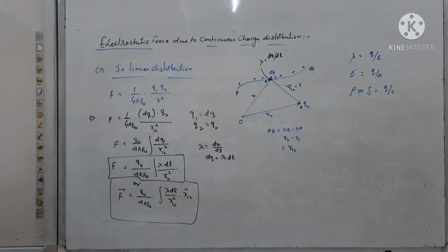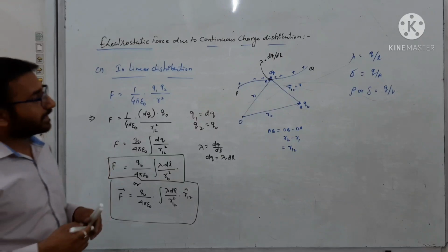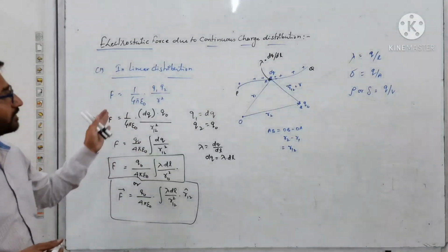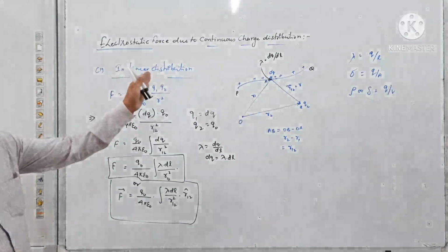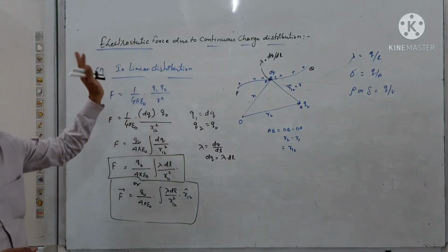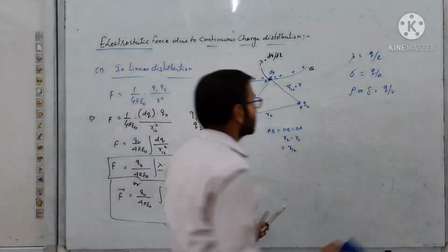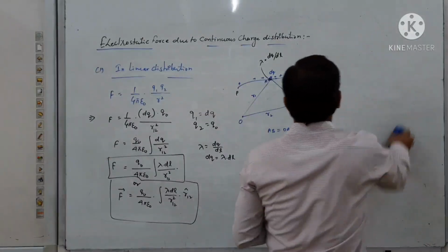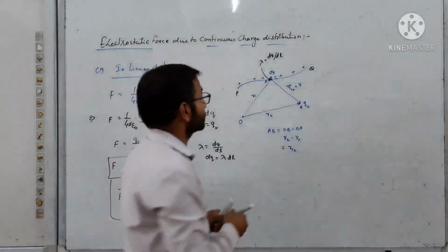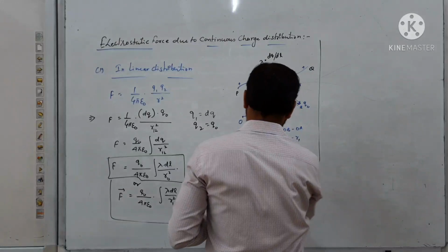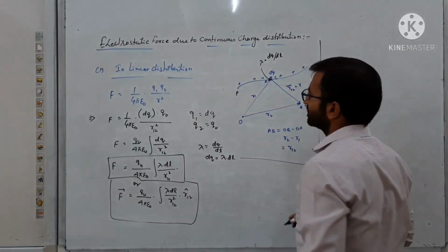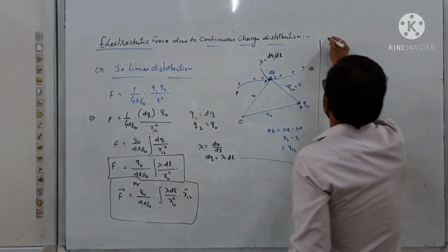This is the electrostatic force. Later on, we will calculate the electric field on the basis of continuous charge distribution, meaning linear, surface and volume charge distribution. After that, student, the next one is surface charge distribution, along the surface. Now the second is surface charge distribution.